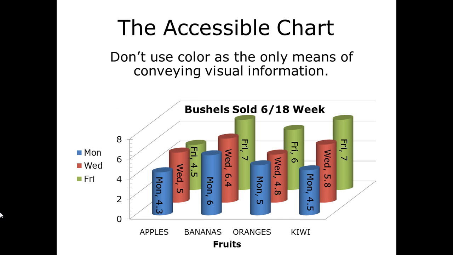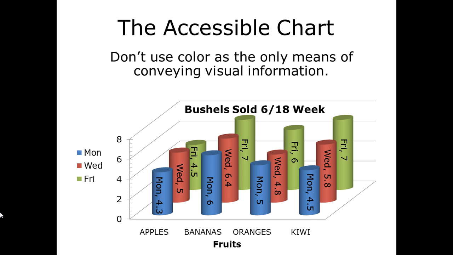The accessible chart. One of the key elements that we must remember, and this is an across-the-board concept, but we probably see it most often in PowerPoint. Don't use color as the only means of conveying visual information. Now you'll see that by default, the indicator of Monday, Wednesday, and Friday were the colors blue, red, and green, which would be quite difficult for someone who has low vision or is colorblind. They might not be able to see the difference between the colors and discern which was which.